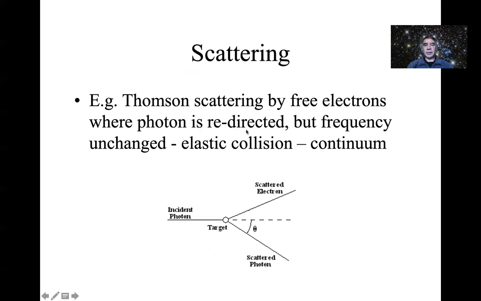In this case, the photon is redirected, but its frequency is unchanged. It's basically like an elastic collision between the photon and the electron, and it's illustrated here. In comes a photon, it goes off scattered in a different direction, and the electron scatters off also in a different direction. But the wavelength stays the same. There is a higher energy version of this, which is Compton scattering, which is an inelastic collision, and then the wavelength of the photon changes too. But these are all continuum processes. There's no particular frequency here.